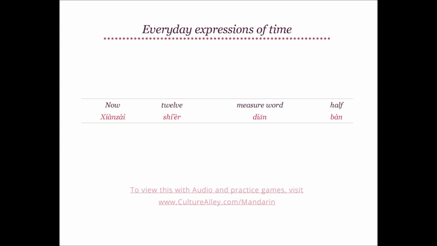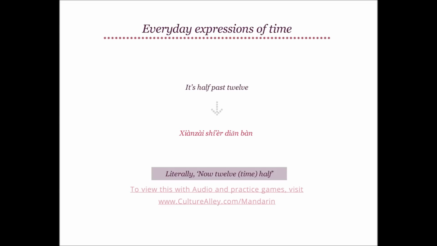Let's break it up once again. Now will be 现在. 12 is translated as 12. The measure word remains 点, and half becomes 半. So it's 12:30 gets translated as 现在12点半. Literally meaning now 12 time half.